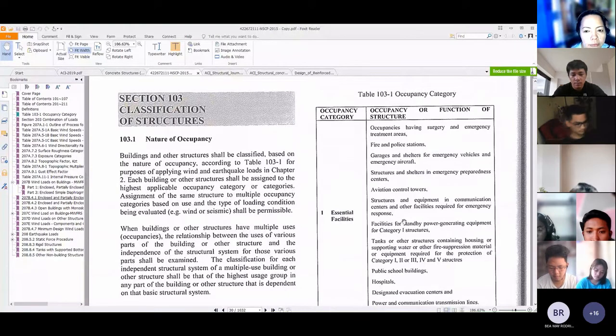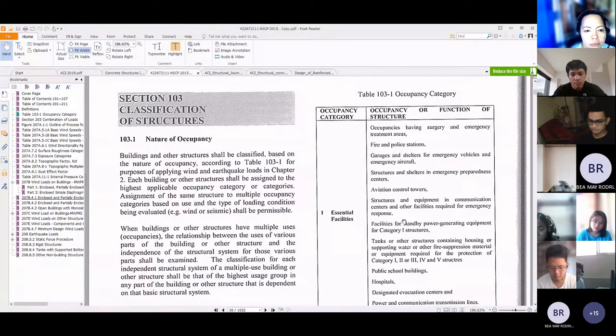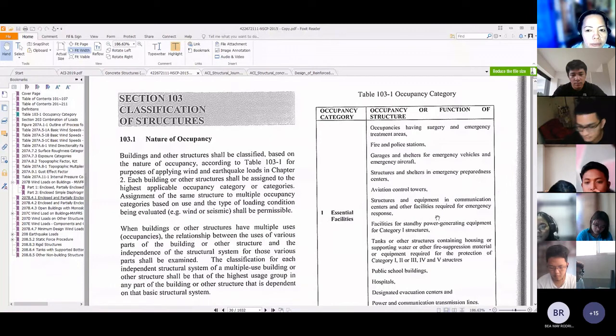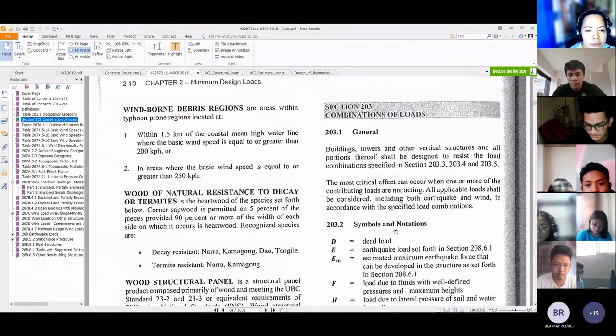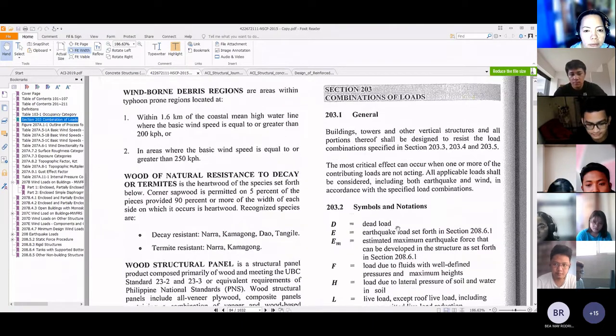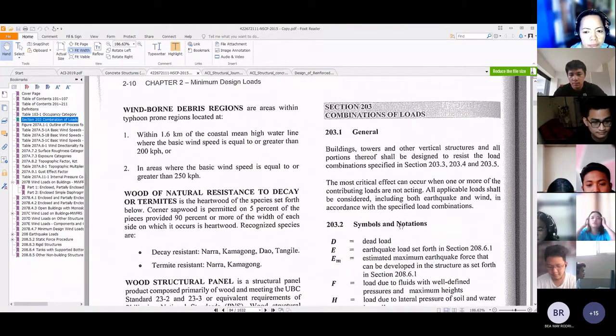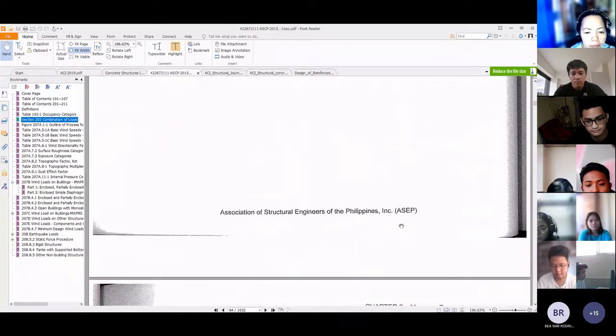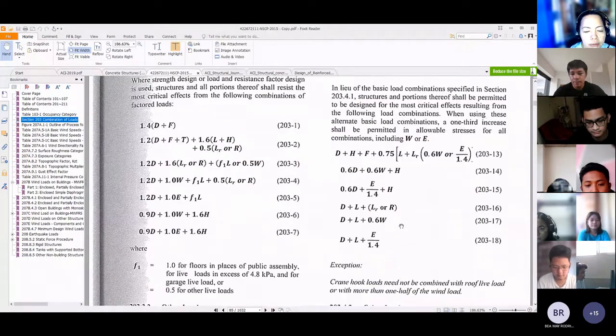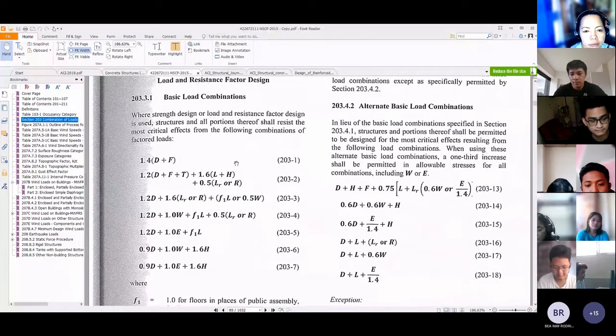Okay, so there are several classifications of structures. You have the different occupancy categories, and then of course you have the different load combinations. This is the 2015 edition, and in the 2015 edition, you are given the different load combinations. The basic load combinations here are the strength design load and the resistance factor design, which are used. The structures and all portions thereof shall resist the most critical effects. When you say most critical effects, the largest one.